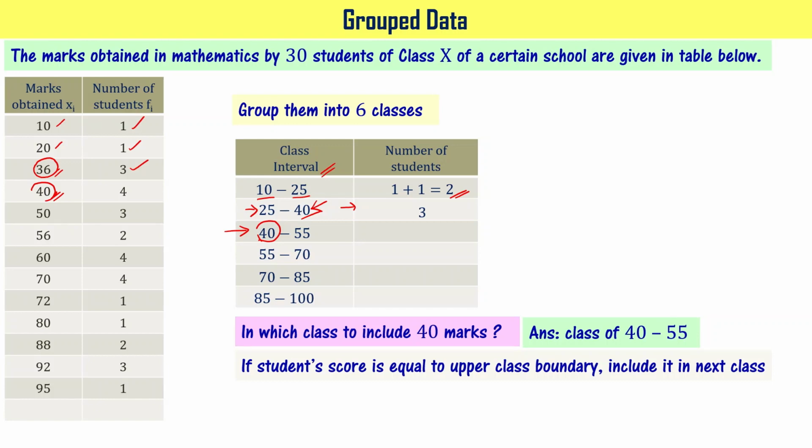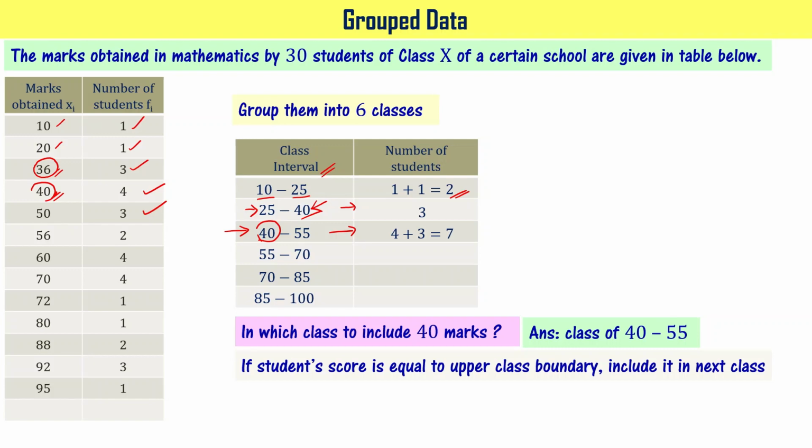36, 3 number of students have got, that's why 25 to 40 class has 3 number of students. Now let's go to 40 to 55 class, right? We said 40 marks is going to be part of 40 to 55 class. It means 4 number of students is part of 40 to 55 class, and 50 marks, that is 3 number of students, that is also part of 40 to 55 class, right? It is going to be 4 plus 3, that is equal to 7. So total 7 number of students are there for 40 to 55 class.